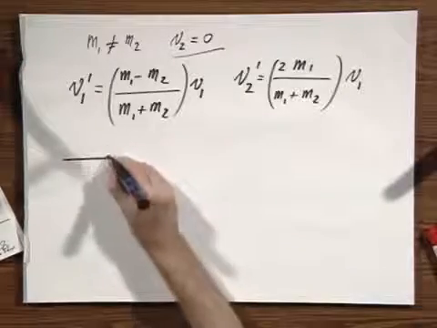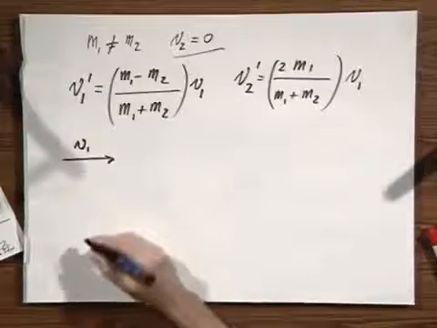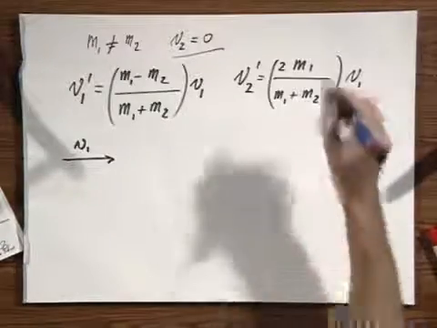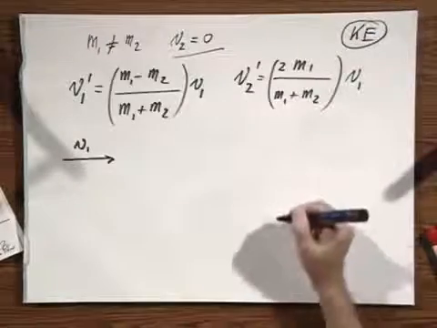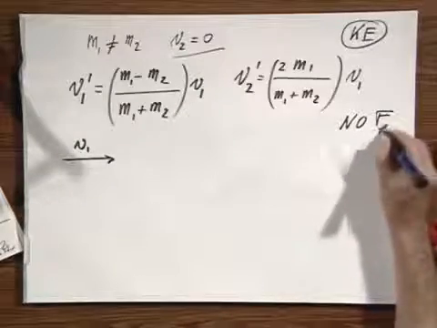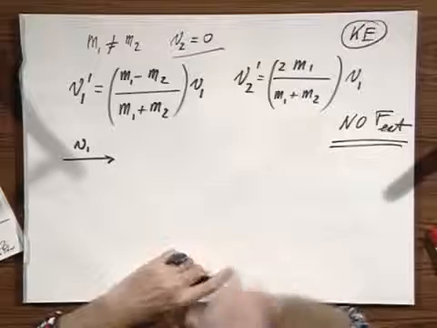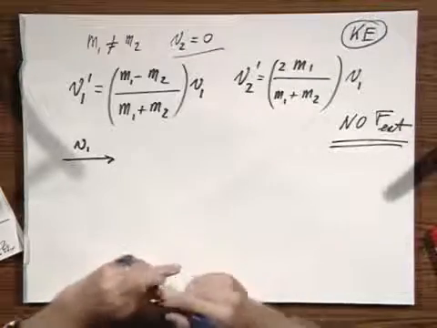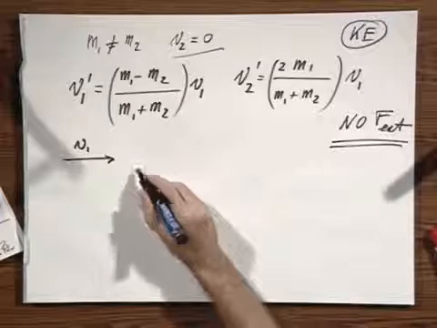Now let's just assume that V1 is in this direction, which we have called positive. And of course this holds only if kinetic energy is conserved, because that's the way we derive them. And it holds only if there is no external force on the system, so that momentum is also conserved. That's very important.